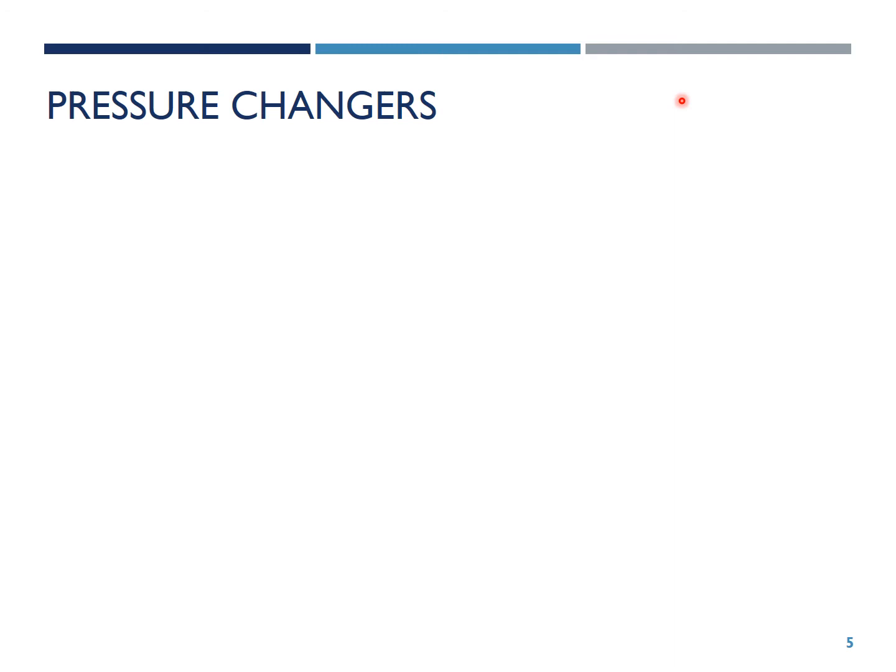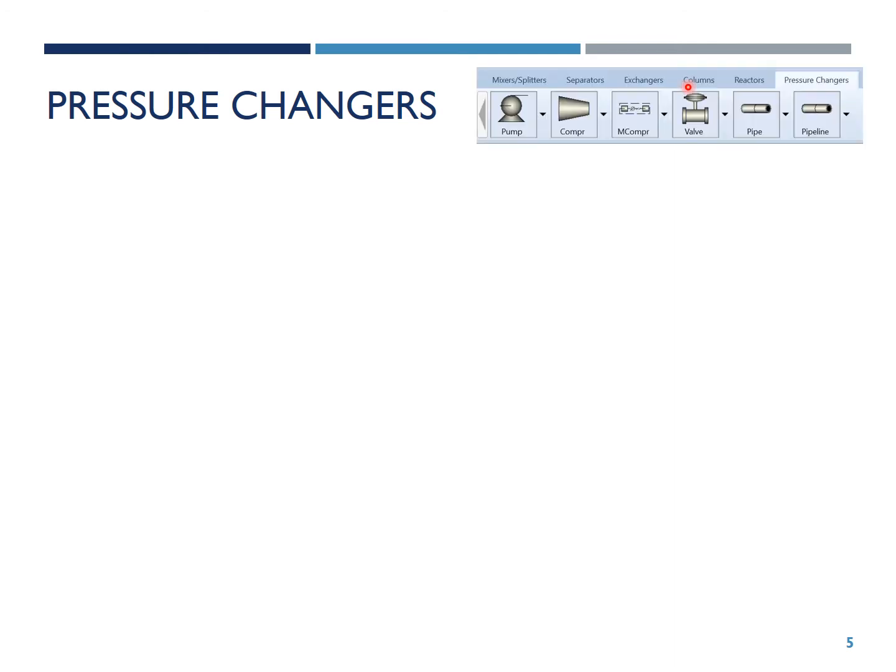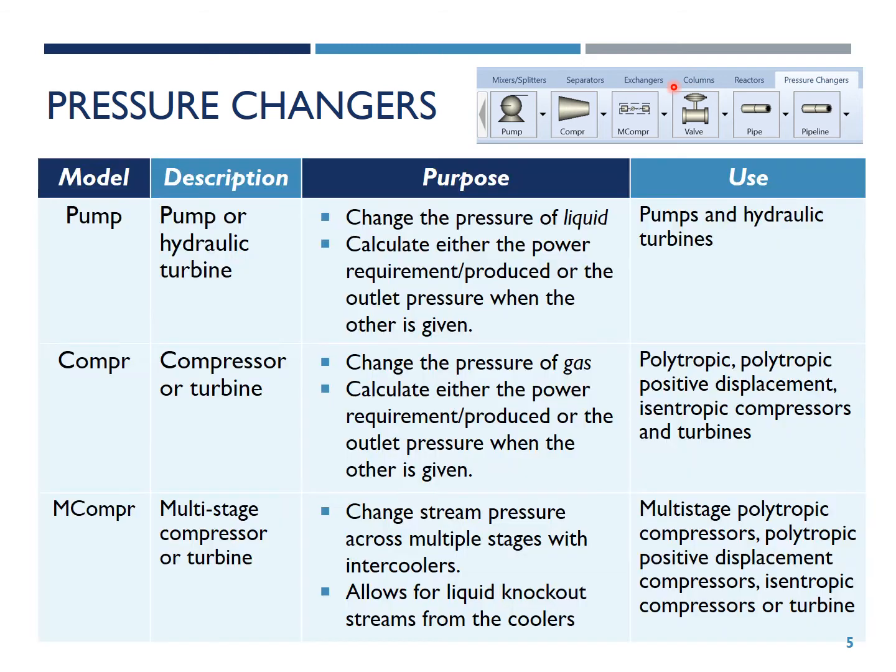The next unit operation model is Pressure Changers. Pressure changers are used to model pumps and compressors, and for calculating pressure change through pipes and valves. Pump is used to change the pressure of liquid, while Compr is used to change the pressure of gas. Both Pump and Compr calculate either the power required or produced, or the outlet pressure when the other is given.